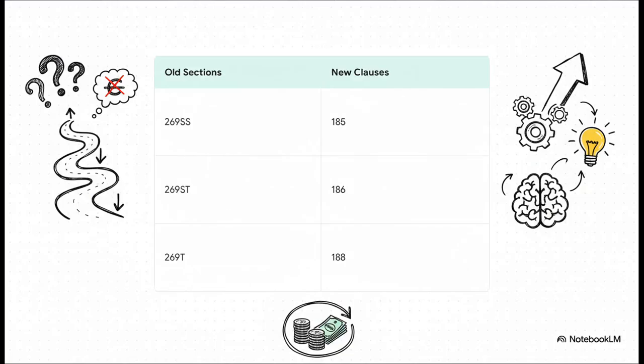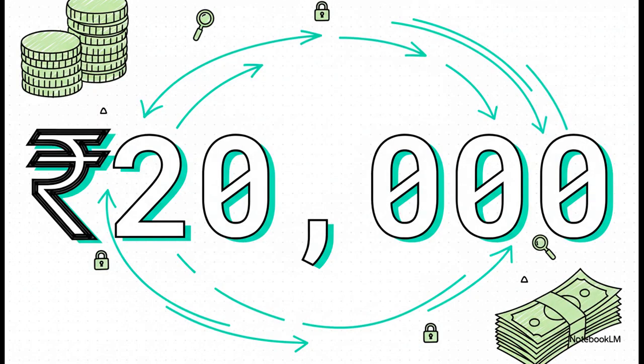So here it is in a nutshell. Those old sections you might know, like 269SS, 269ST, and 269T, they've got new homes. They're now known as Clause 185, Clause 186, and Clause 188. Getting this new numbering down is really the first step. Okay, here's the first magic number you need to lock into your brain. 20,000 rupees. Just keep that figure right at the front of your mind because it's the foundation for the very first major rule we're about to tackle.